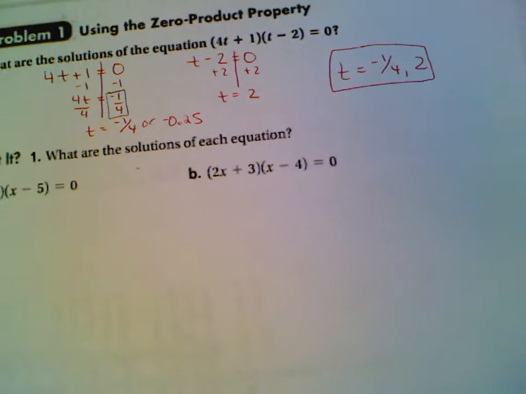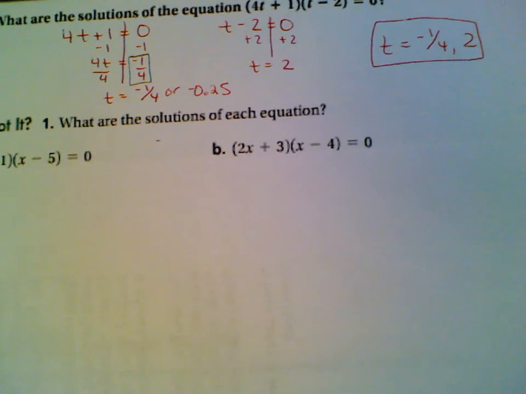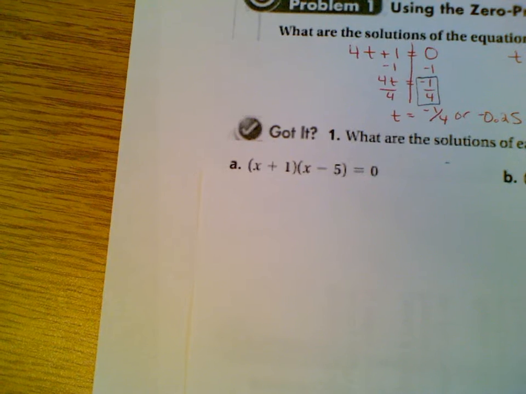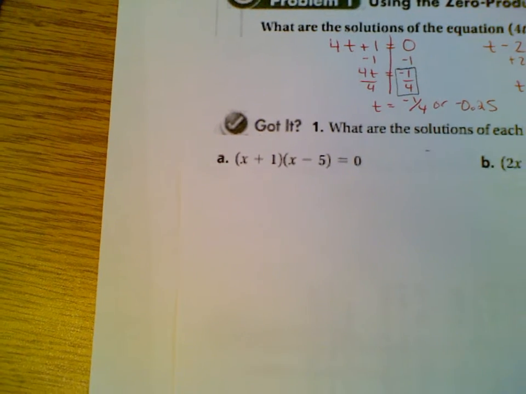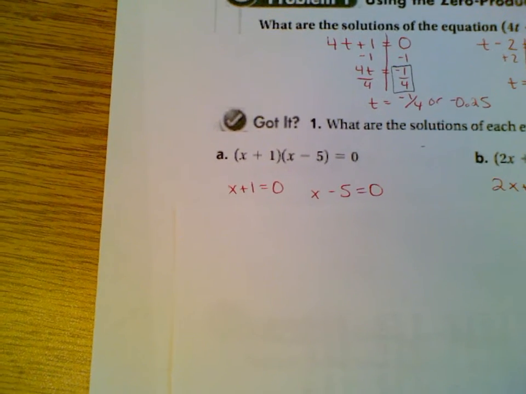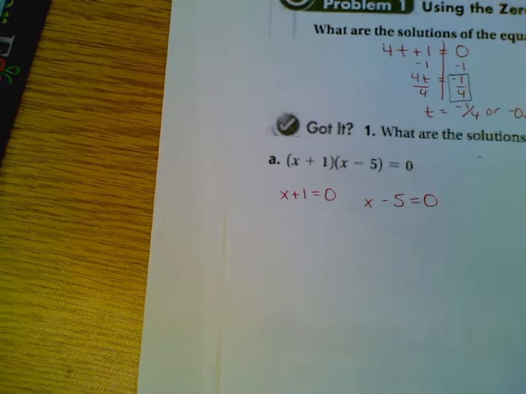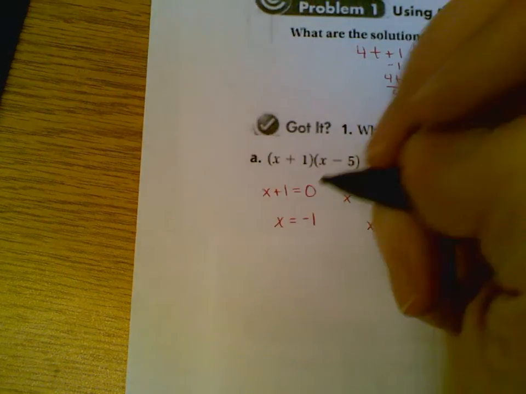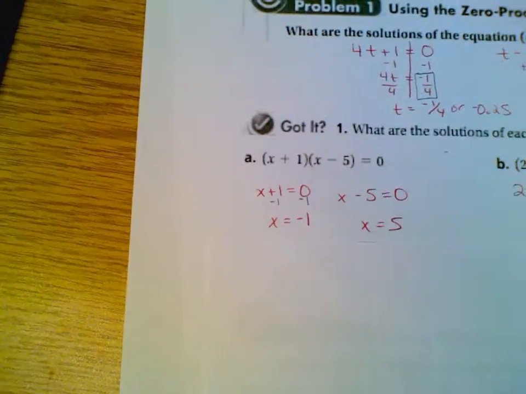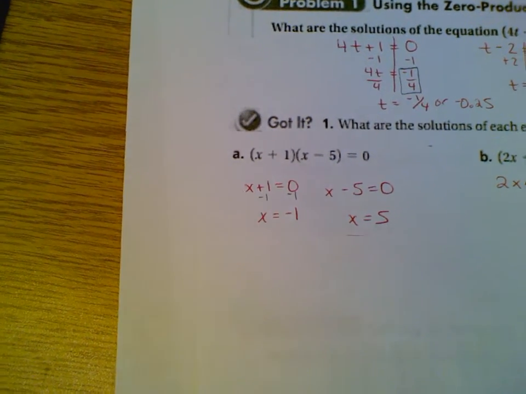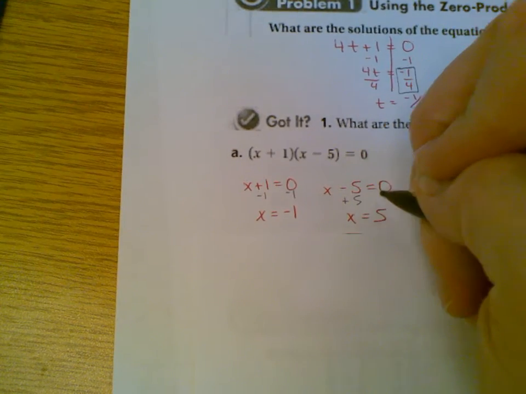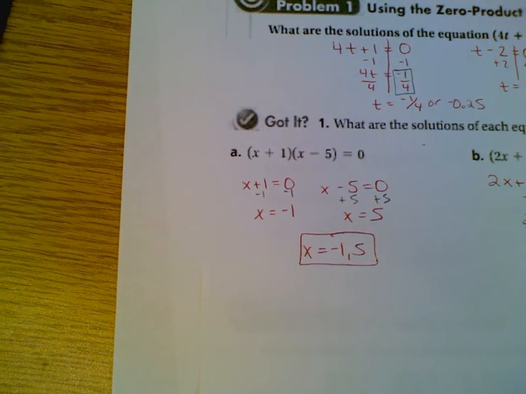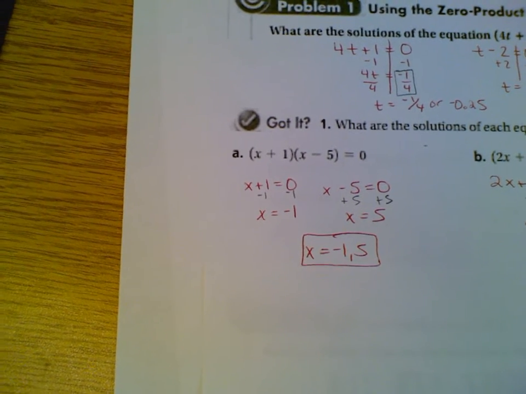Let's take a look at one more. So on this next one, I have x plus 1 and x minus 5. So they've already factored it, so I would go ahead and separate them into two equations. And then I would start solving. So I would subtract 1 from both sides on this first equation. So I would get x equals negative 1. And then I would add 5 to both sides, so then on this equation x would be equal to 5. So then my two answers would be negative 1 and positive 5.